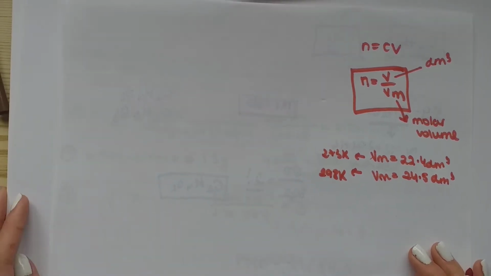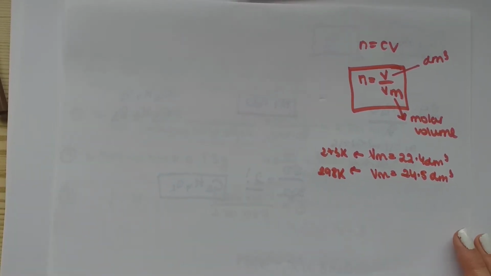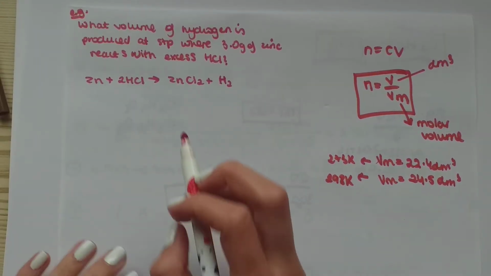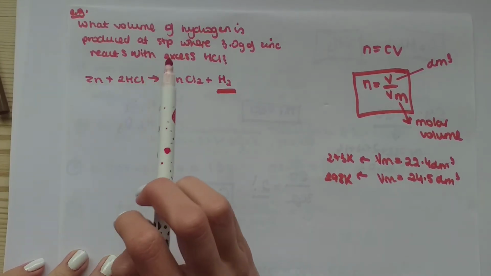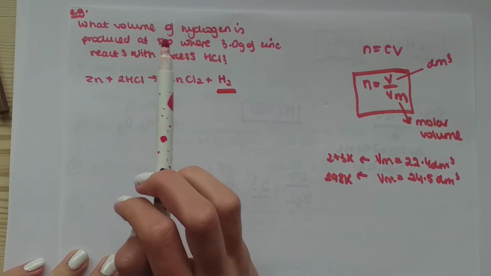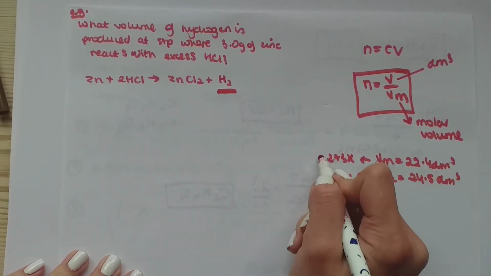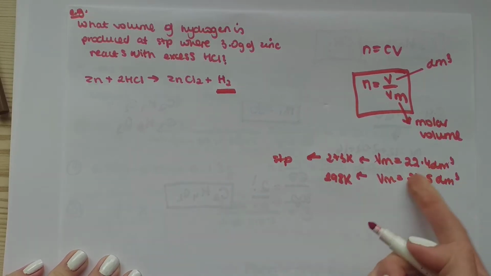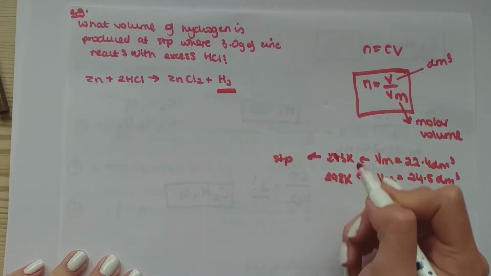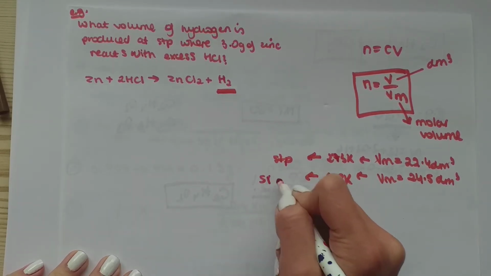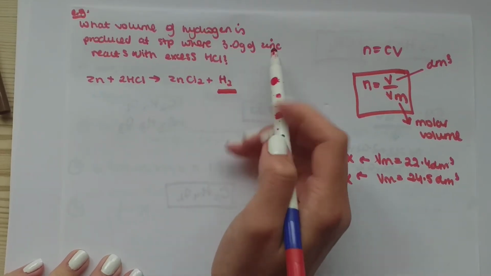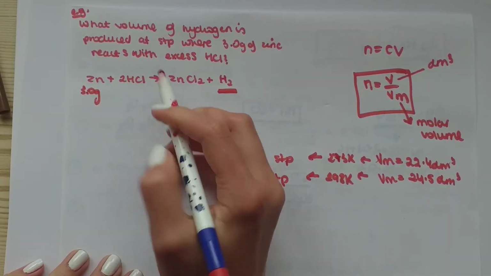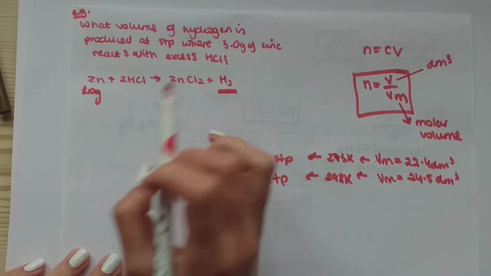Okay, so again, let's work on the equation with a question example. The question states, what volume of hydrogen is produced at STP, standard temperature and pressure? Standard temperature and pressure is this one, at 0 degrees Celsius and 1 atm. This would be standard room temperature and pressure. Where 3 grams of zinc reacts with excess hydrochloric acid.